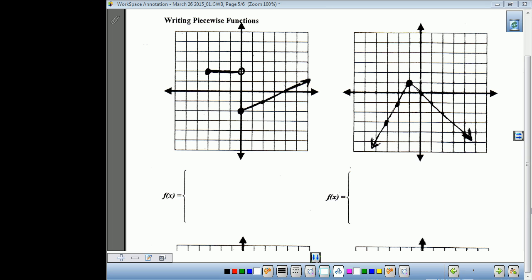Today we're going to be writing piecewise functions. Yesterday we graphed them. Today we're going to write them. So we know how to go in the reverse order.